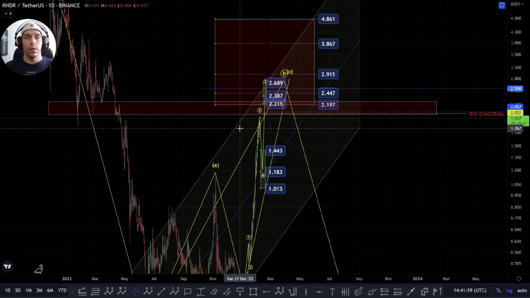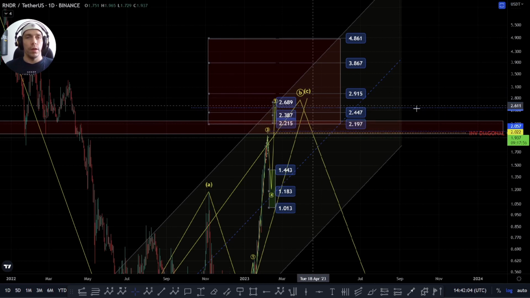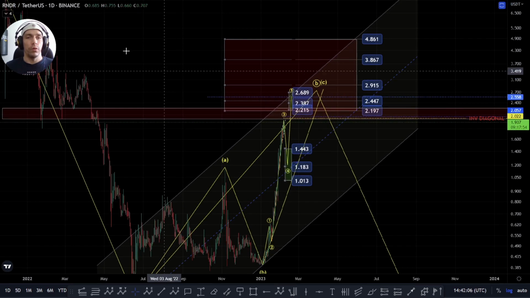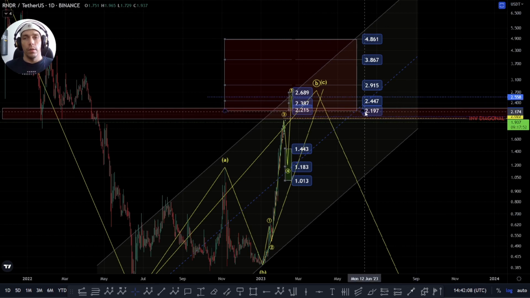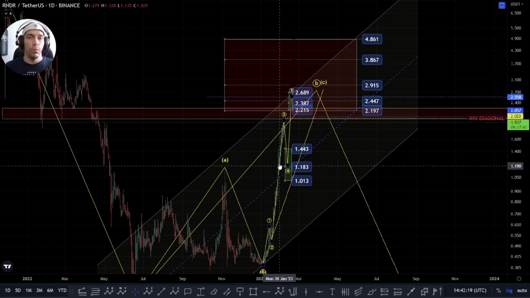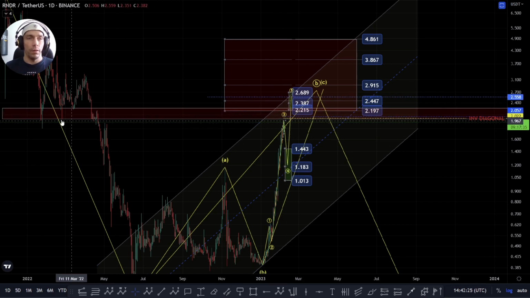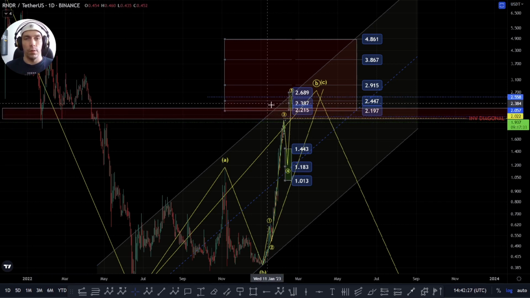There are a few things within the structure that are important. This red box area here is a Fibonacci retracement zone, and this area of 2197 to 2447 is the golden pocket within that. That's the 0.618 to 0.65 area. If we do move up, this could be a zone we look to get rejection from. We can see this also lines up quite nicely with this channel top, and within this red box area is this previous support area that we held.